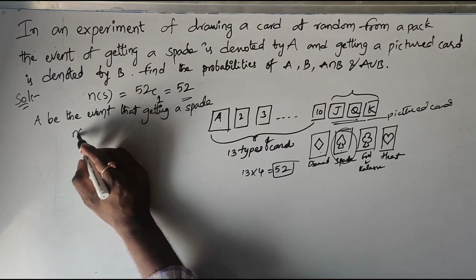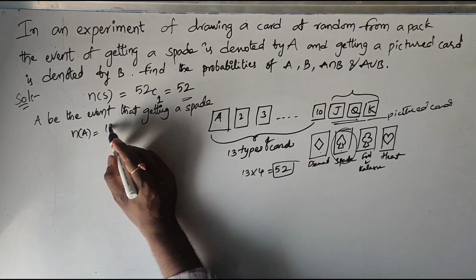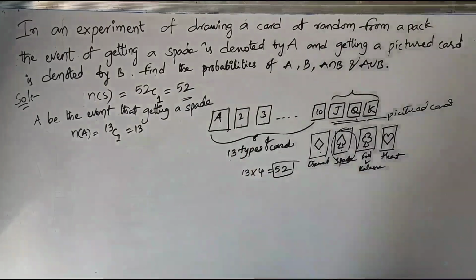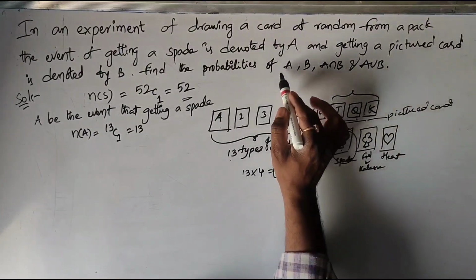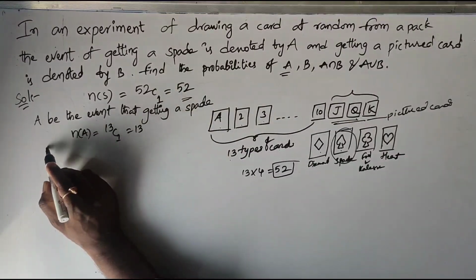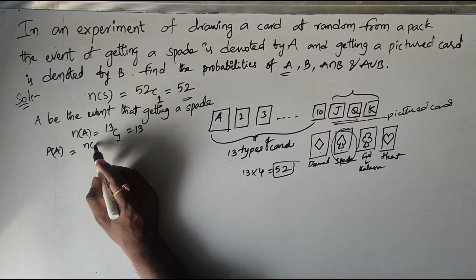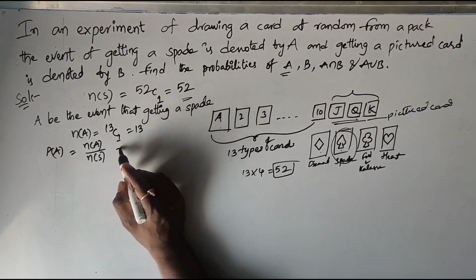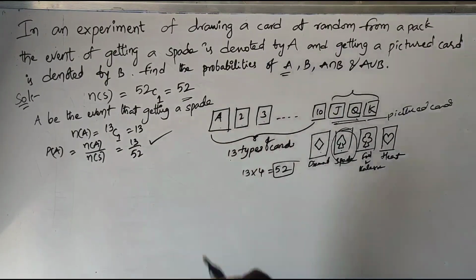So n of A, the number of elements of A. A is nothing but getting spades. So 13 types of cards, 13 C1, that equals 13. Now we find P of A, the probability of A. What is P of A? Favorable cases, that means n of A, by total cases n of S, that is nothing but 13 by 52. So P of A is over.